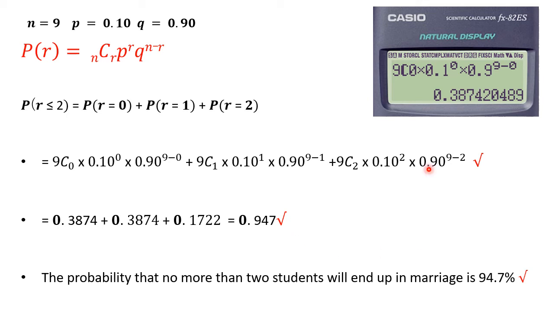Now, remember the question asked you to interpret the answer. So all you need to do is go back to the question and look for what they are asking you. You then take the statement from what they're asking you, and that becomes the interpretation of the answer. So it reads something like this: the probability that no more than 2 students will end up in marriage is 94.7%.